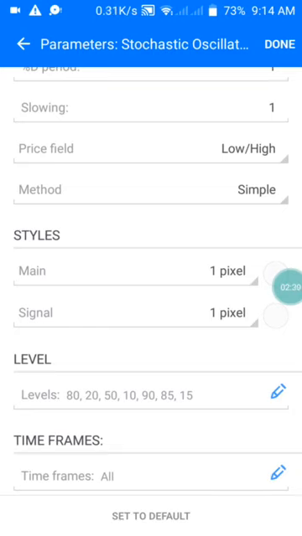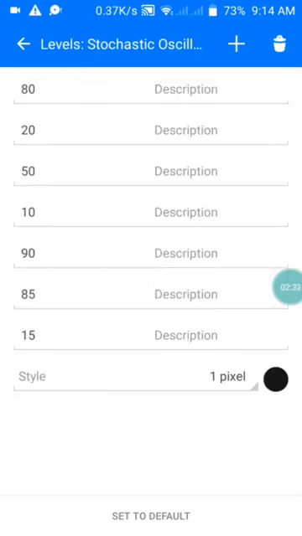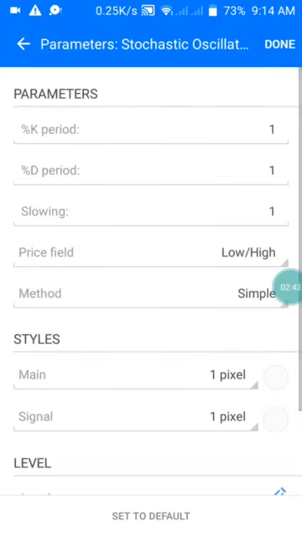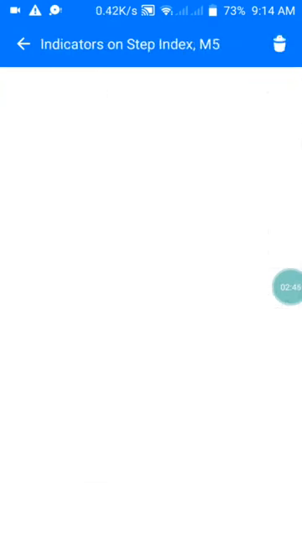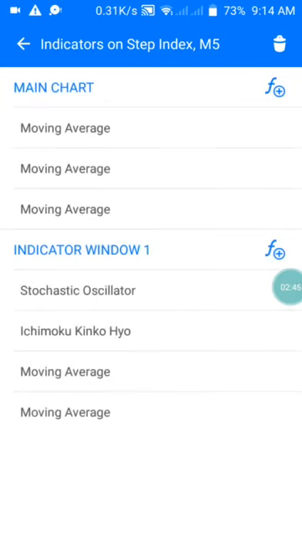But before that, we have the levels here: 30, 80, 20, 50, 10, 90, 85, 15. Just screenshot this particular side because it will show the levels of your entry. So press on done. Then we have the Ichimoku here.